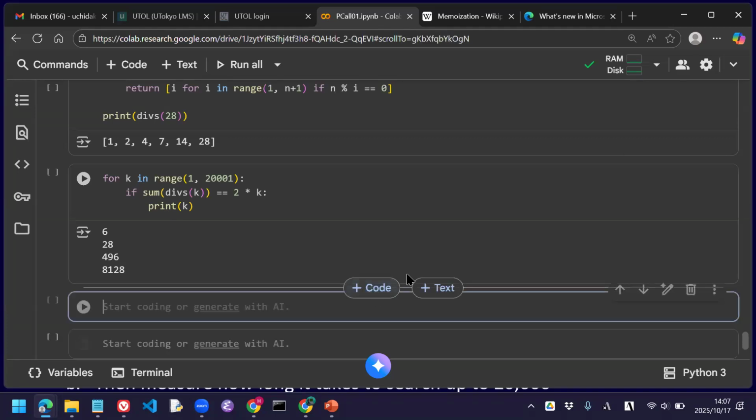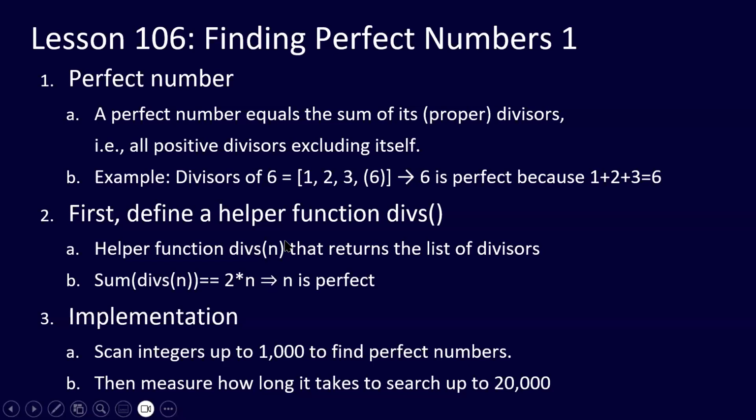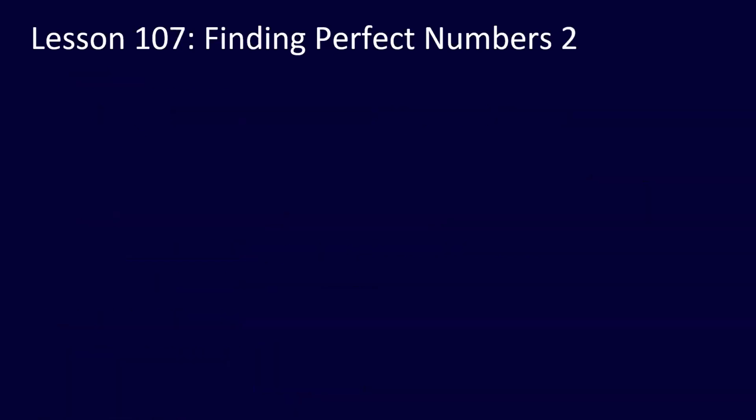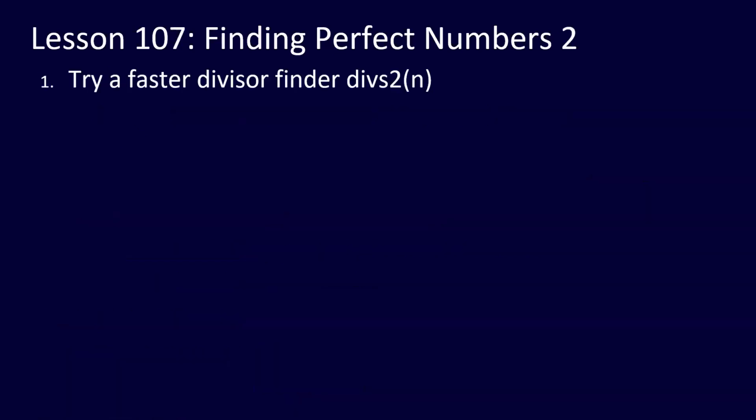Okay, let's continue to see if we can find further perfect numbers. Maybe we need to try to do it faster than this. So we will look into this problem of how to do the work faster. Can you think of any wiser algorithm?